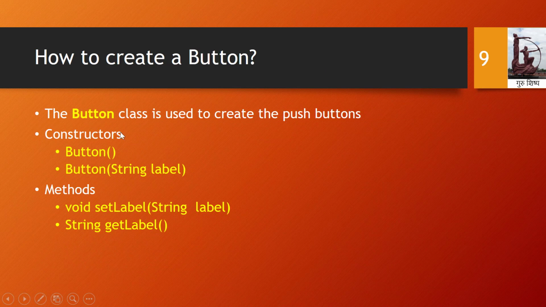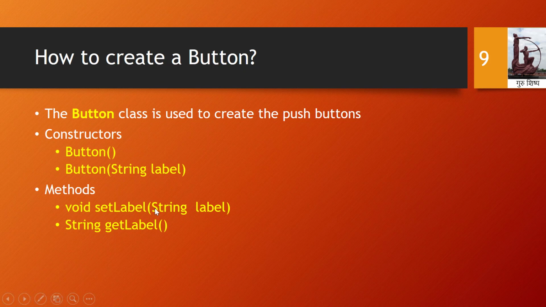Then comes your button. The Button class is to create push buttons. When we click on such a button, it gives a kind of push, so we generally call them push buttons. We can write some label on it like OK, Cancel, Save, Delete. Those are all the labels.